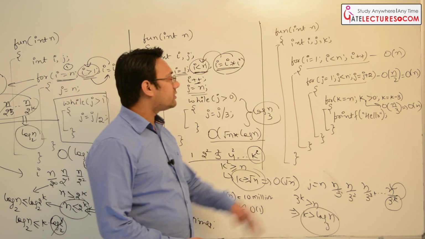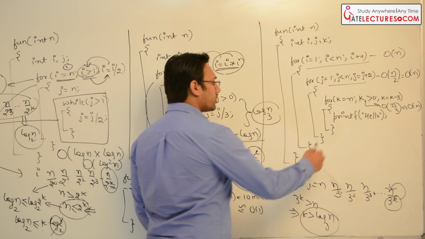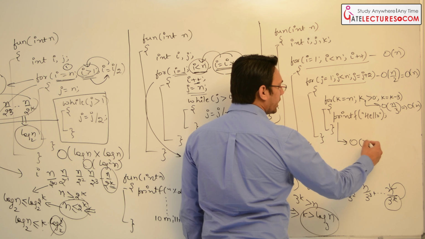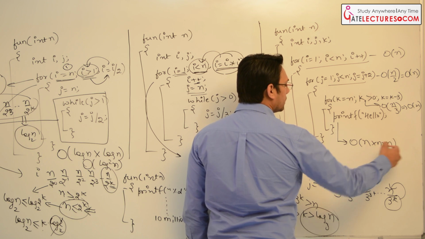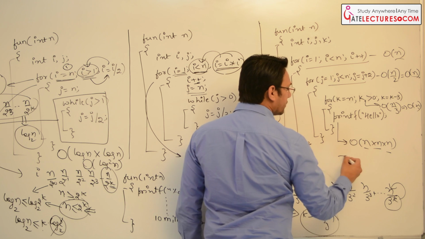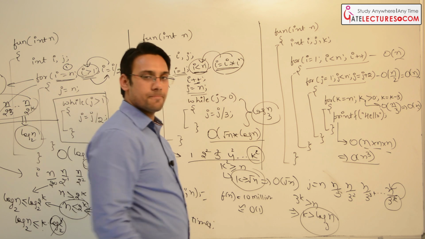Therefore because of these outer loops, how many times is this inner loop going to run? This inner loop is going to run, and this print statement is going to be executed up to so many times, n into n into n. This n is for this, this n is for this, this n is for this. Therefore it is going to take order of n cube time, right? Order of n cube time.